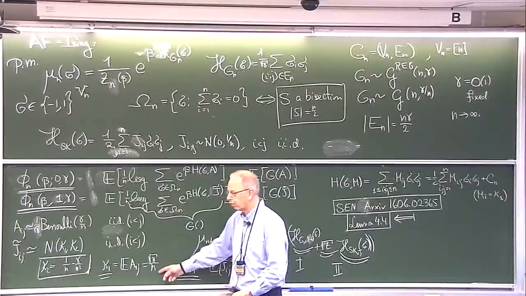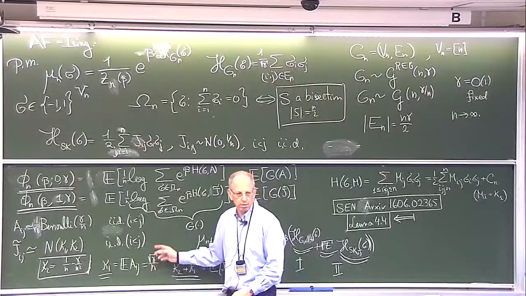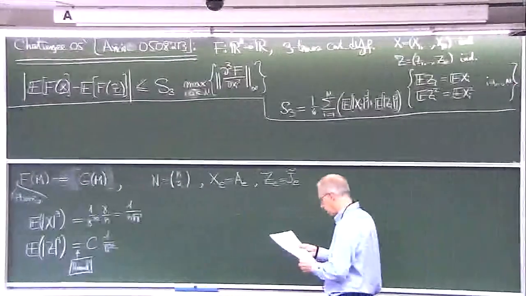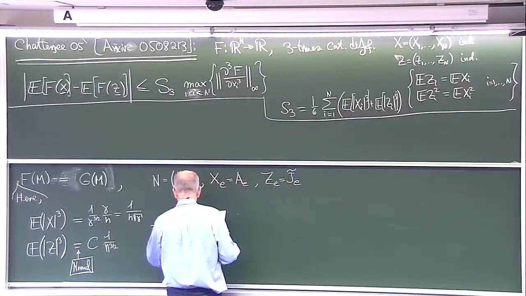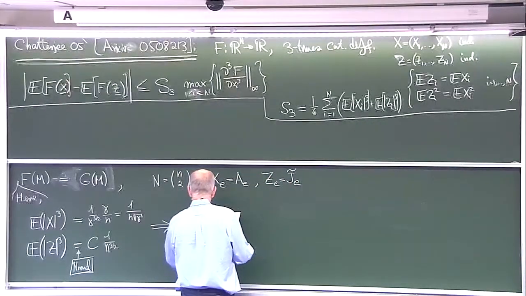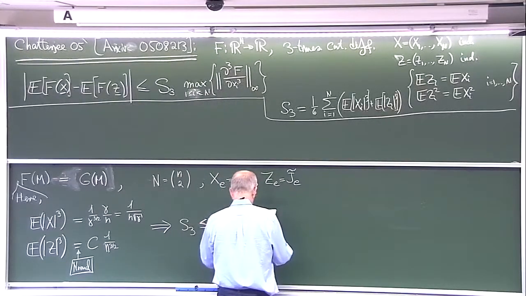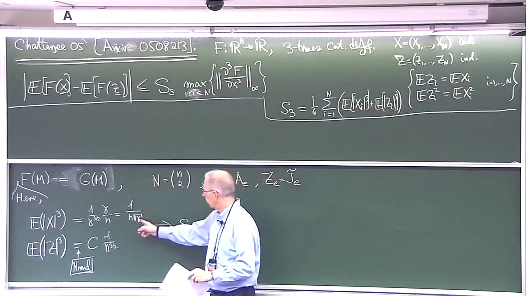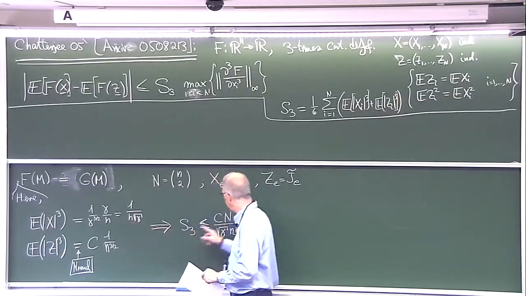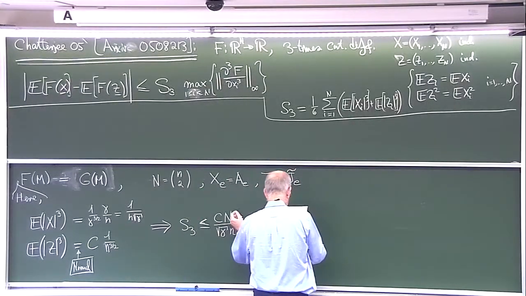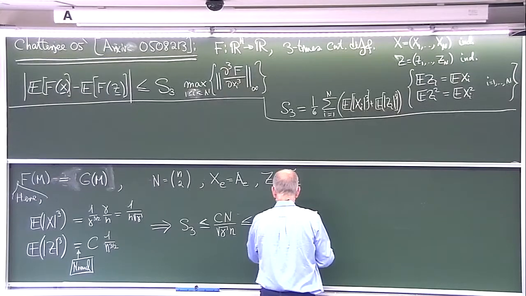And you might be worried about the mean, but the mean is of order 1 over n, so its effect on the tail is nothing. The conclusion of these two things is that S3 is less than or equal to a constant times n divided by square root of gamma times n. This term is going to be the bigger of the two, and you will multiply it by N. N is n choose 2, so you will get out of that Cn over square root of gamma.